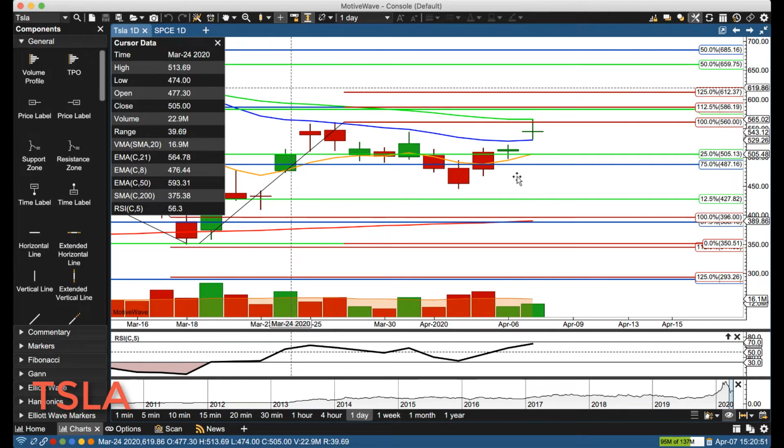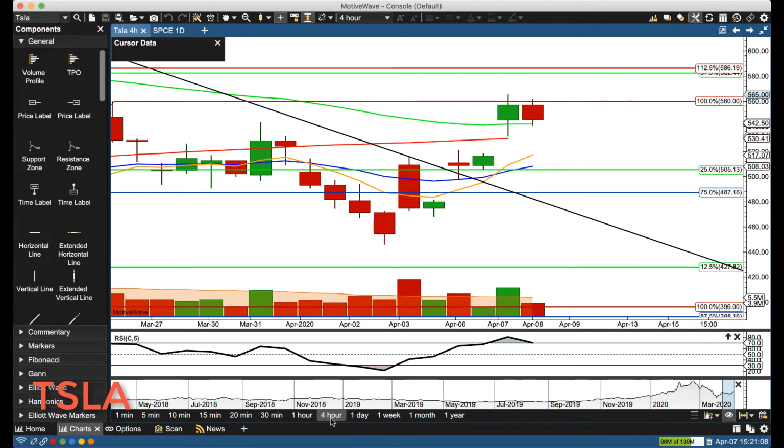Starting on the Tesla daily chart, gap up above the rotation zone, coming up to the prior swing high and the 50-period EMA. This is a nice little cluster, and then pretty much closing as a doji. Let's drop to the 4-hour real quick.